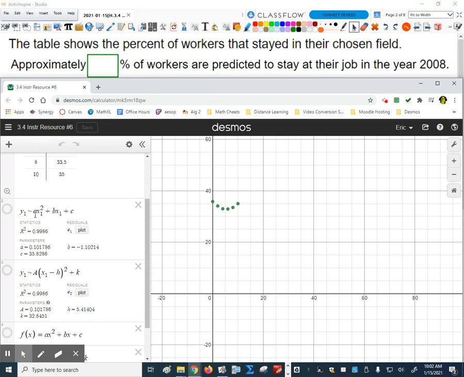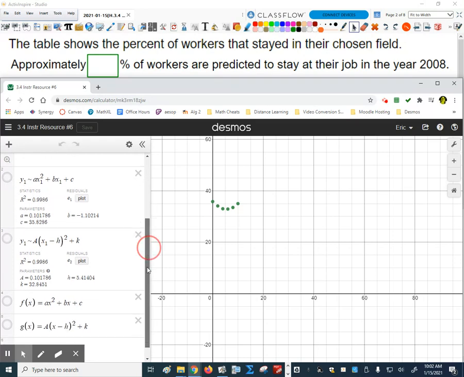It's going to pick the values of the parameters a, b, and c that best fit the data, and it did that, right? It gave us those values, and it told us that the strength of the correlation, r squared, was about 99.86% fit. That's pretty good.